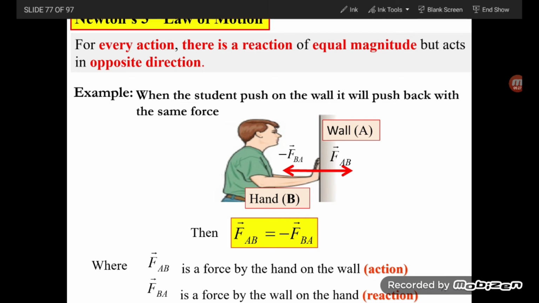Then FAB is equal to negative FBA, where FAB is a force by the hand on the wall. It's called an action force. And FBA is a force by the wall on the hand. It's called the reaction force.